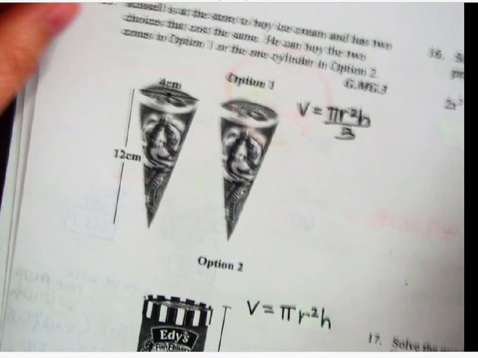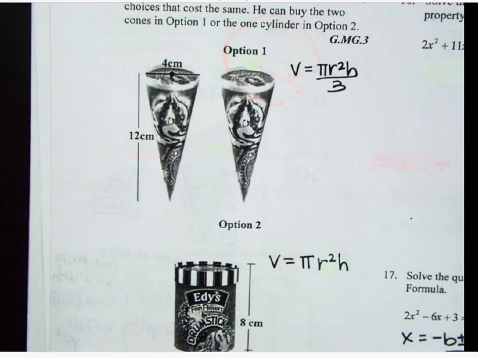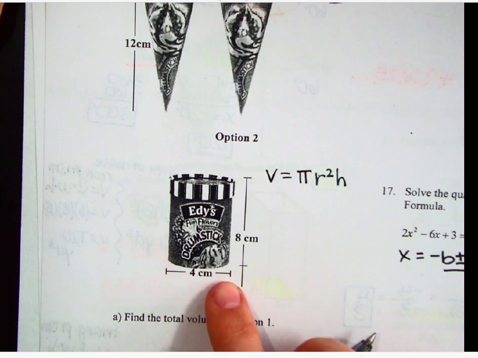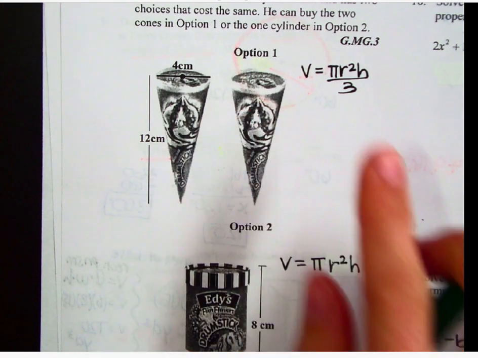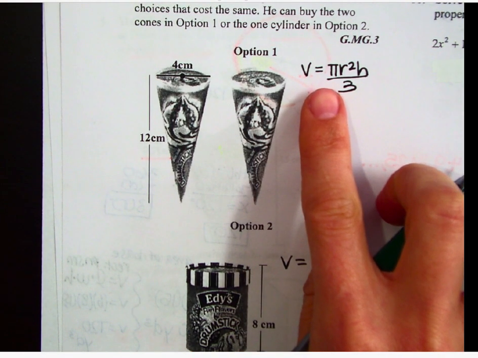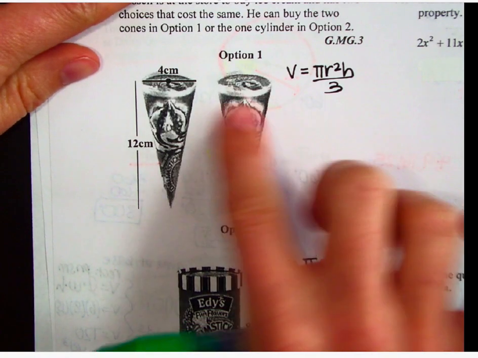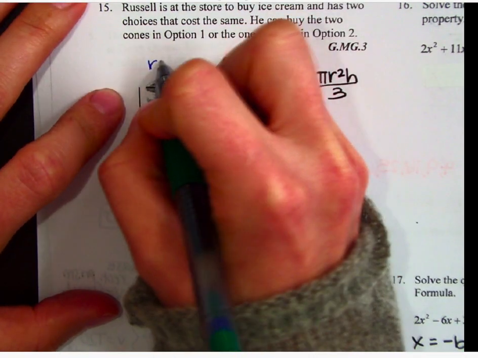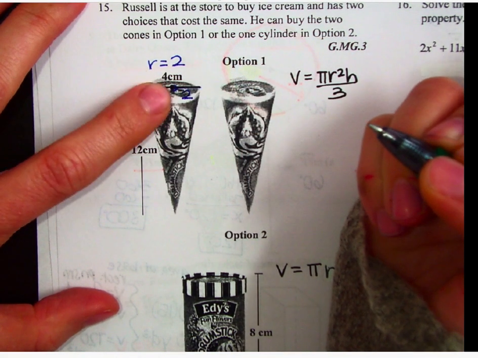For number 15, we're looking at buying 2 different options for ice cream. So we're looking at 2 of these cones with the given diameter, and then this cylinder with the given diameter and height. So we're going to find the total volume of option 1. What we see here is figuring out how much ice cream is inside. So we're finding the volume of a cone, which is why I wrote that formula. But since they're giving us the diameter is 4, remember to divide that by 2. So the radius is 2.